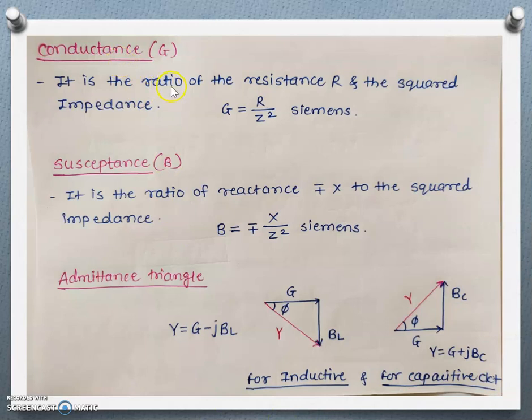Conductance is nothing but the ratio of resistance upon squared impedance. Its unit is also Siemens. Susceptance is the ratio of X upon Z square. It may be minus, it may be plus. It is also measured majorly in Siemens.